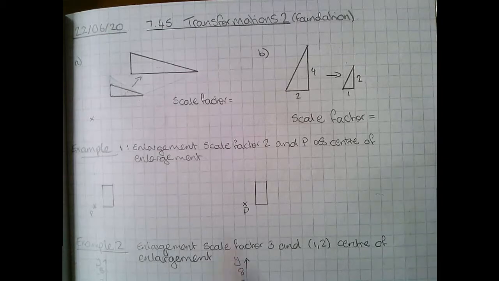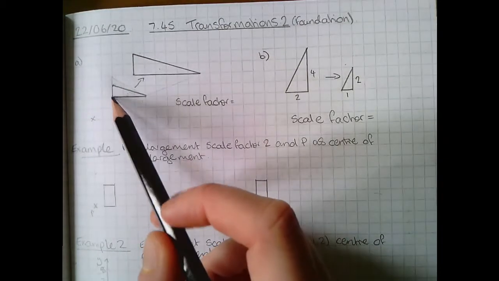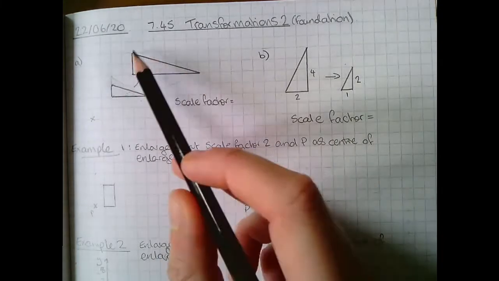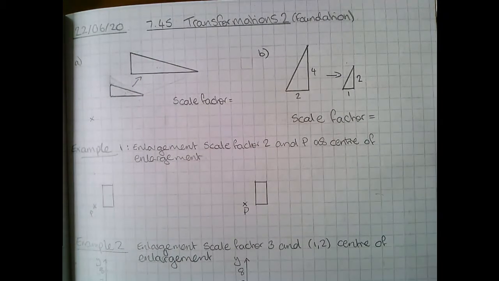When we have an enlargement, we have what we know as an object and an image, much like any other transformation. The object is something we start with. So in this question, I would say that was the object, and we're going into our image. The image is the shape after the transformation has taken place. Also, for an enlargement, we need a scale factor. An enlargement is a transformation that makes your shape bigger or smaller. The scale factor tells you how much bigger or smaller it is.